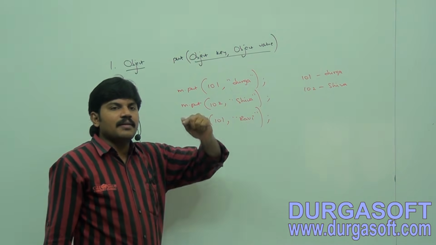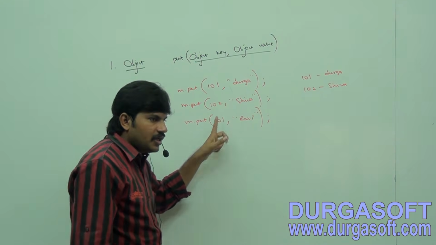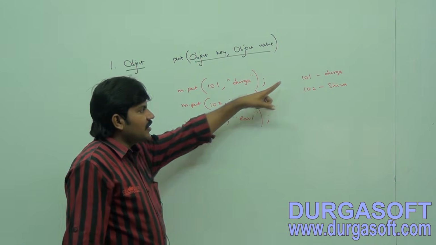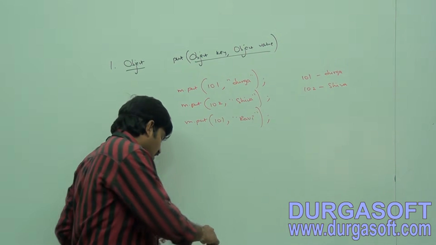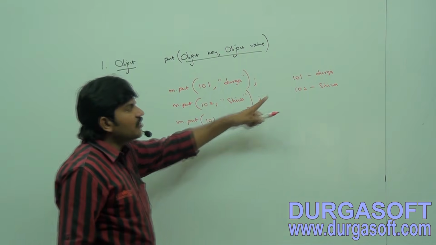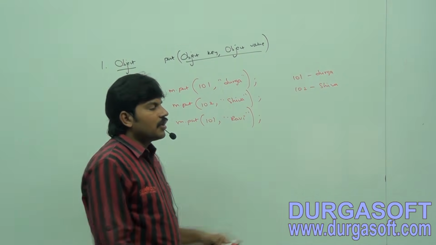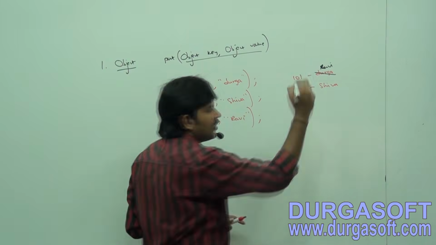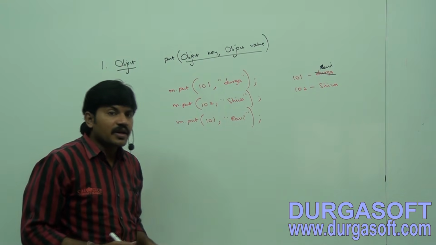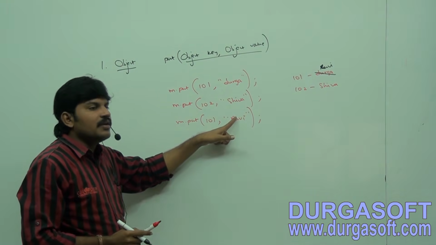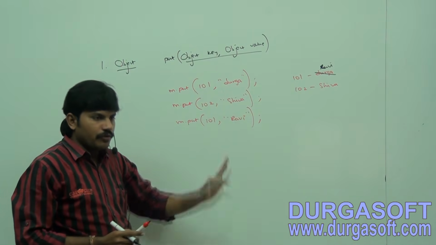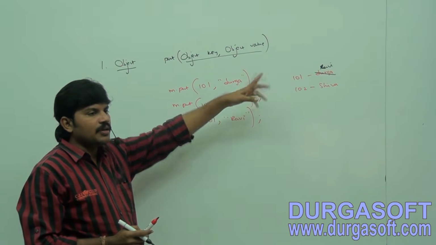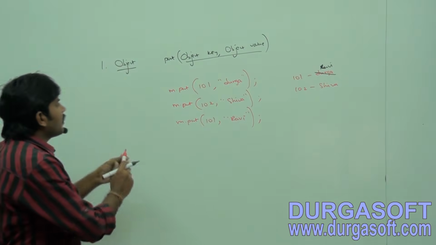Then if we are trying to insert an entry with a duplicate key, what will happen in the map is simple. Is this key already there or not? Yes, boss, already there. Then what is the value associated with that? Durga. Replace that Durga with Ravi. If you are trying to insert an entry with a duplicate key, then the old value is replaced with the new value. Which value got replaced? Durga got replaced.